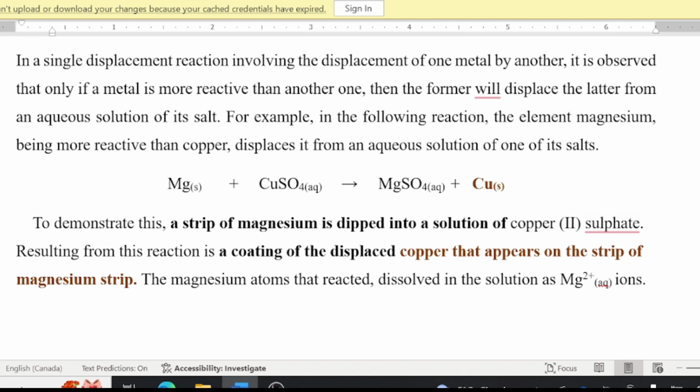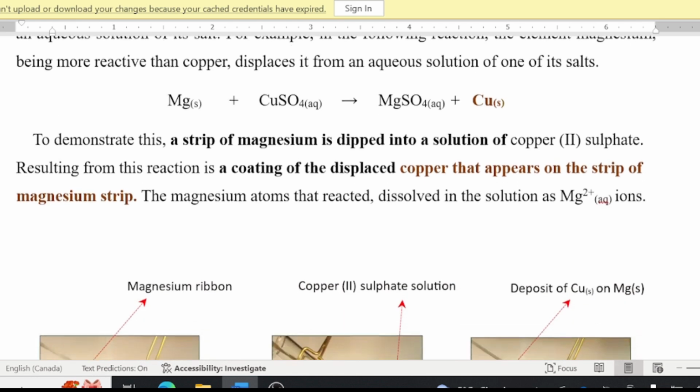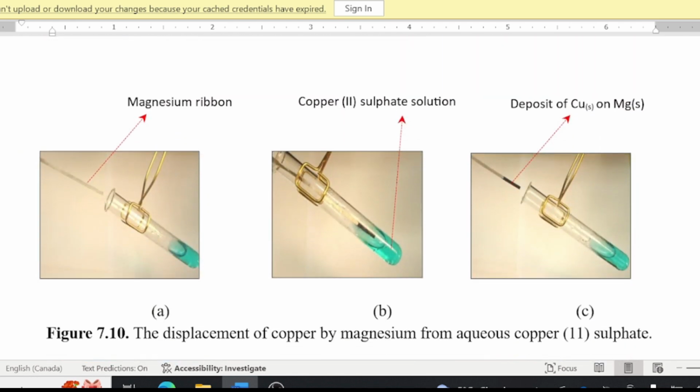Now, the same reaction is demonstrated in this figure. Here we again have a test tube with a sample of copper 2 sulfate solution, and this is your strip of magnesium. If I dip that inside the solution, you can see that a coating of copper is being formed on the magnesium strip. So when you remove that, you can see the copper being deposited there.